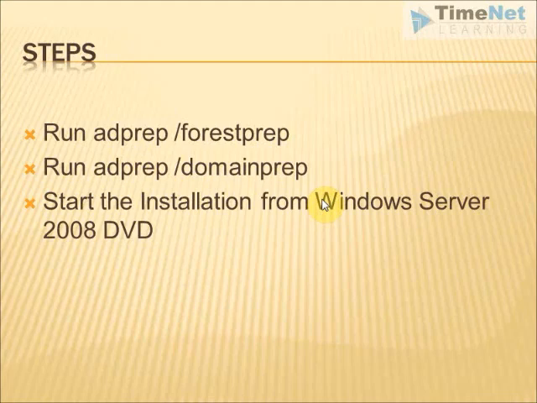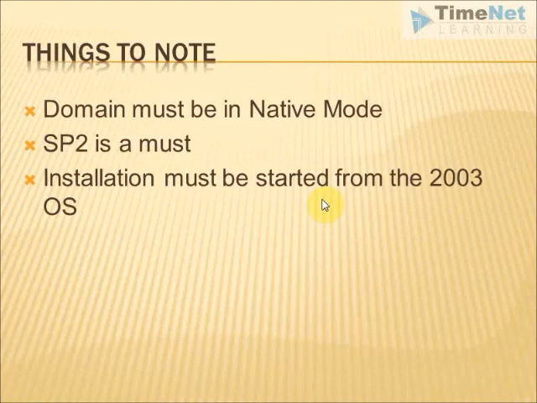And after that, we can start the installation from a Windows Server 2008 DVD after logging on to the Windows Server 2003 operating system. There are some things that we have to be sure of before starting the installation. The 2003 domain must be in the native mode. The domains have two types of modes called native mode and mixed mode. You have to make sure that the domain that you are going to upgrade is in the native mode, and Windows Server 2003 Service Pack 2 must be installed, and you have to start the installation after logging on to the 2003 OS from the 2008 DVD.